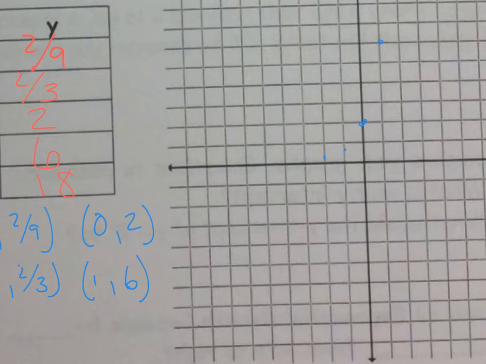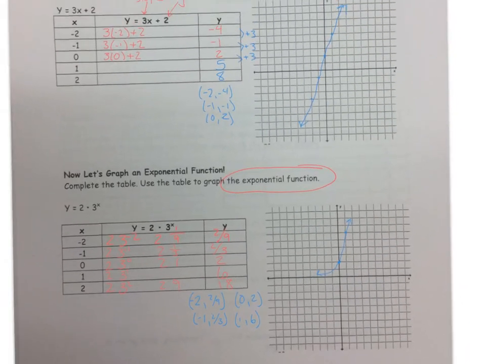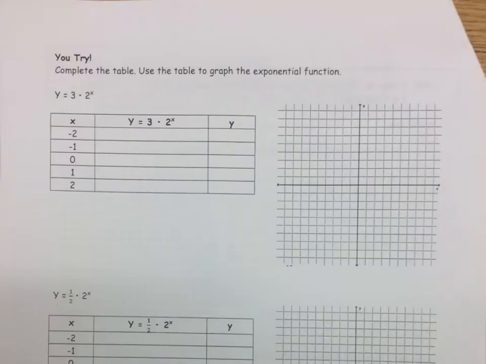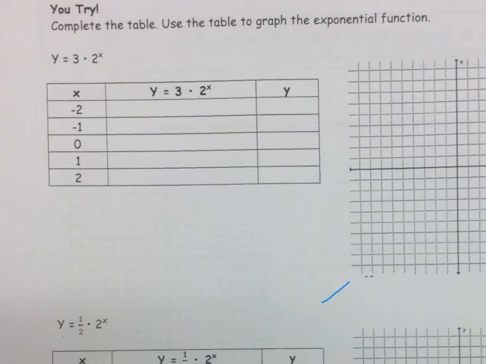Look, this is not a straight line. Check out this graph. Clearly it's curved. There's clearly a difference between the exponential and the linear graphs. Again, pause the video if you need to. We're going to try a couple. We're going to do this one first together, and then I'll give you some time to do the next one.